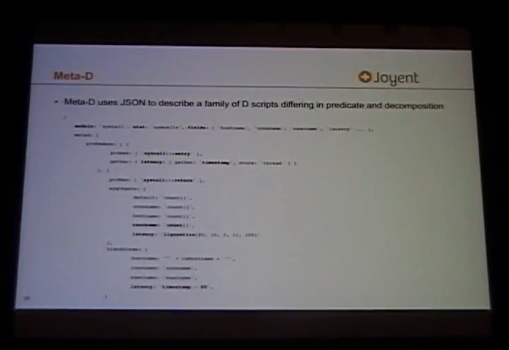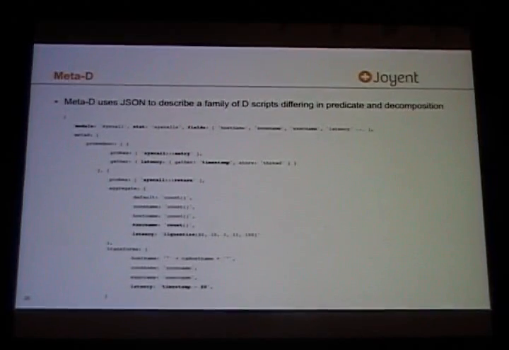So we invented, I don't want to call it a language, it's almost a syntax, a JSON-like way to represent a family of dscripts that differ in the fields that you decompose by, and also predicates that you can apply. So for example, the predicates allow you to filter data. So you can say, I only want information from application name MySQL.